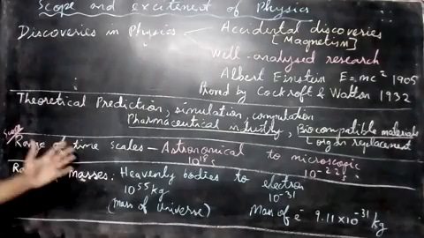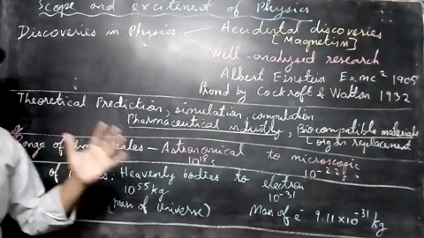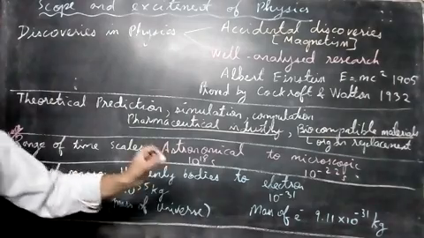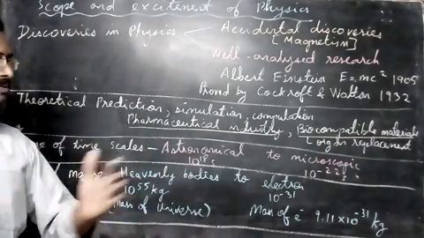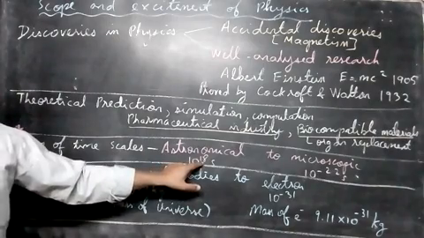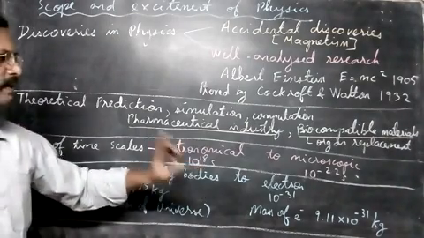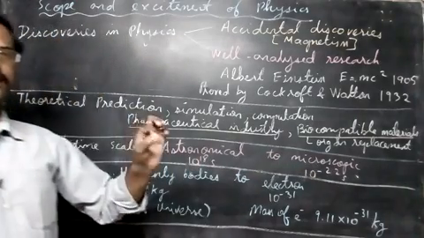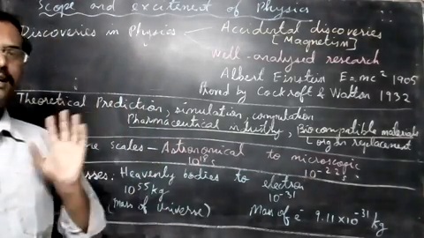What is the use of physics, and what can it measure? First, the range of time scales. We can measure very big times and very small times also. You can see astronomical times, 10^18 seconds, that means 1 followed by 18 zeros, to microscopic times, that is 10^-22 seconds. So you can also measure microscopic amounts of time.